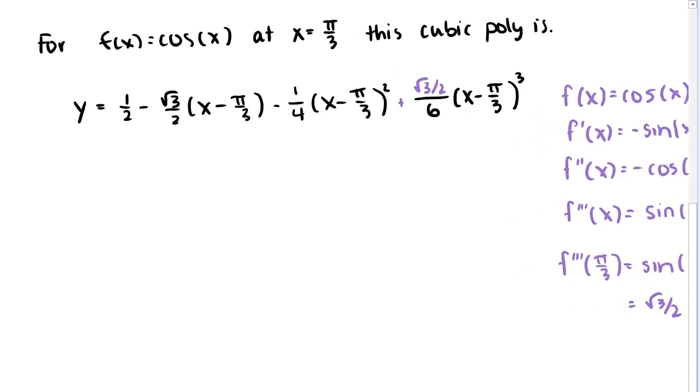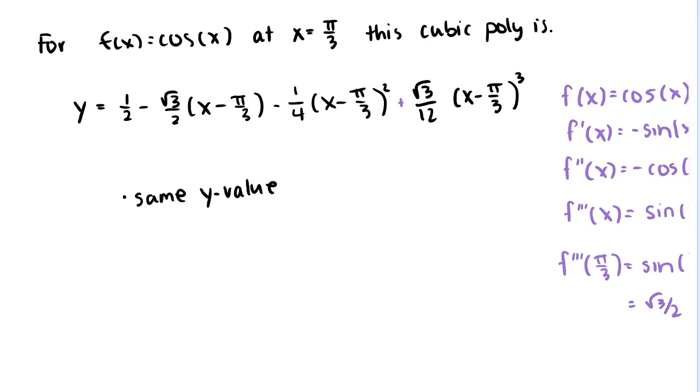And so here, square root of 3 over 2 divided by 6, that's really just the same thing as the square root of 3 over 12. So let me erase this and write that here. So this is plus the square root of 3 over 12. And so, just like we did before, let's check that this polynomial here satisfies those conditions. Let's check that it has the same y value.